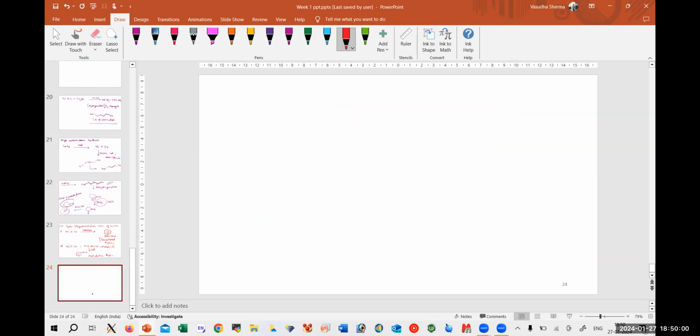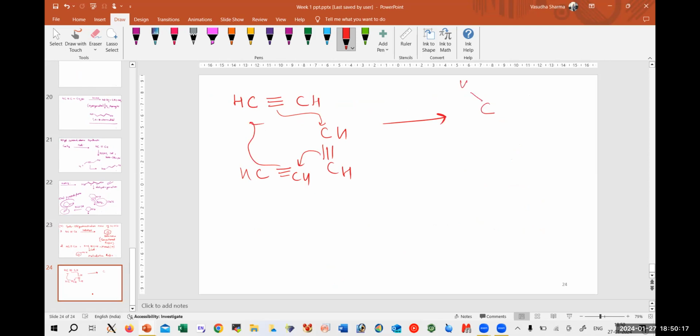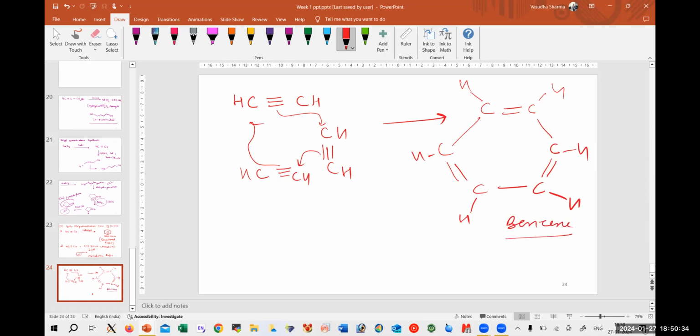So how does it form? If I am having HC≡CH, HC≡CH, and HC≡CH. So this will attack over here, this will attack over here, and this will go over here. Therefore, we form CH=C, single bond C, double bond C, single bond C, double bond C, and again single bond C. So this is nothing but your benzene. Similarly, in other step, instead of the HC≡CH, we will be having an X over there.